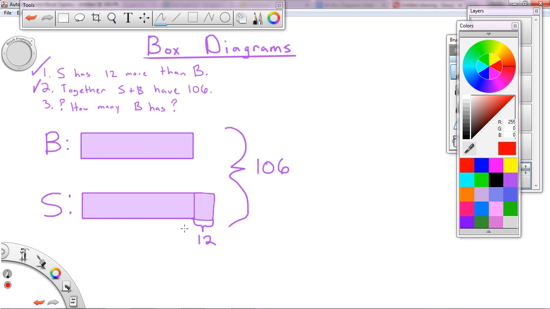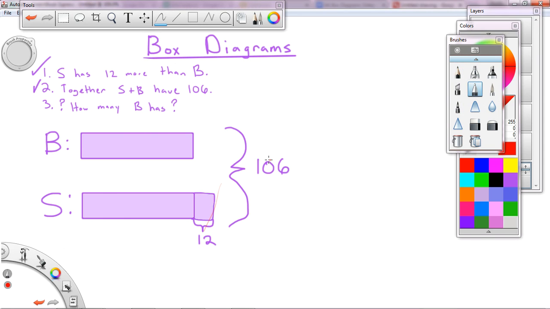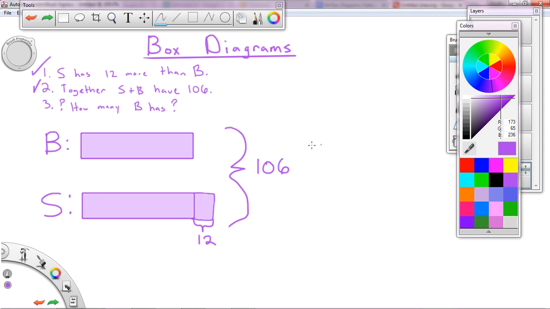Let's say that I take 12 baseballs away from Squints. Take them away. What happens? Okay, so I'm going to take 12 baseballs away from Squints. Two things are going to happen. First of all, Squints and Benny are now going to have the same exact amount of baseballs.